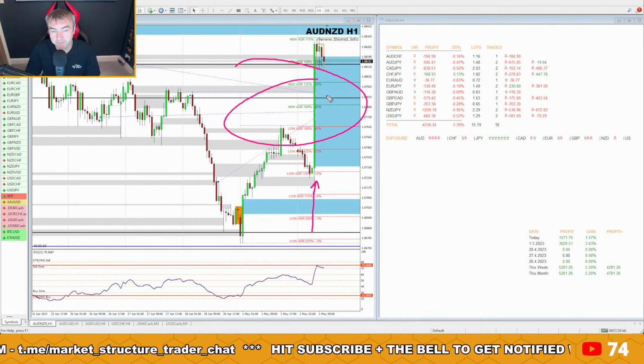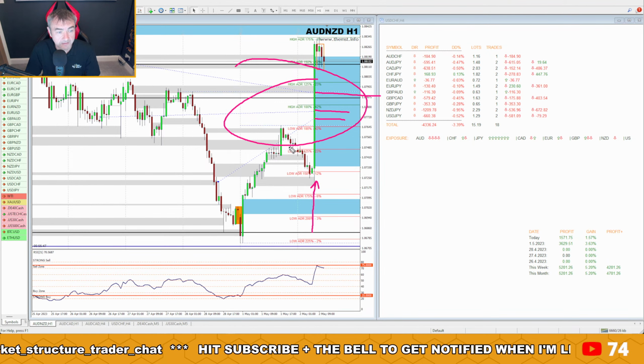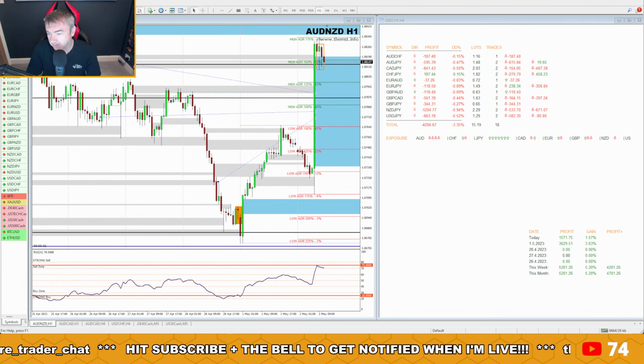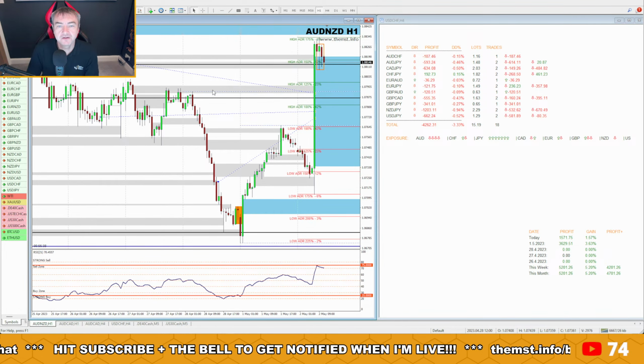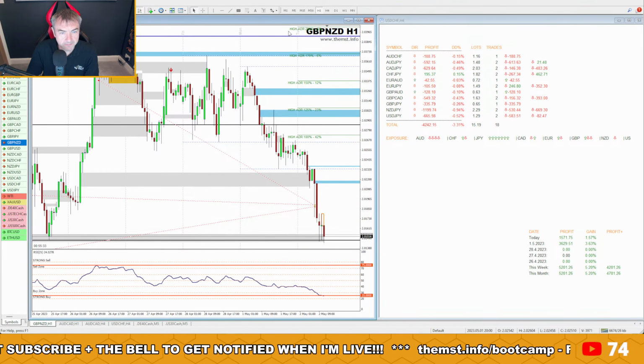So there's a good example, though, of 3 different trades. They should have all closed out at exactly the same spot. I'm glad they didn't because they made more money. But yeah. Anyway, pound New Zealand looking like a good buy. Same with the trend.